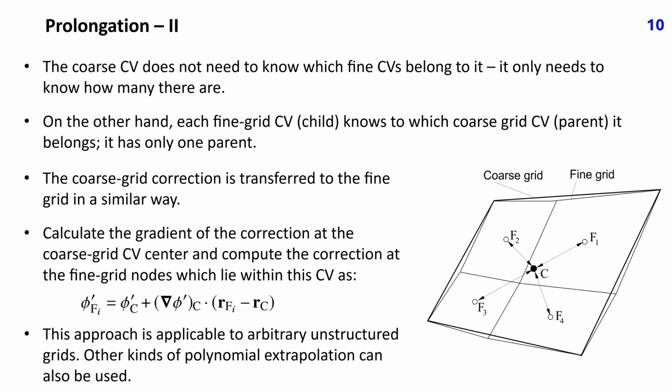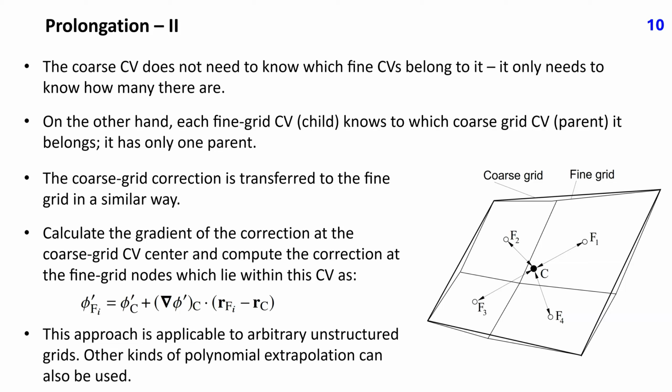The coarse control volume does not need to know which fine control volumes belong to it. It only needs to know how many there are. On the other hand, each fine grid control volume, a child, knows to which coarse grid control volume, the parent, it belongs. This is unique because it has only one parent.